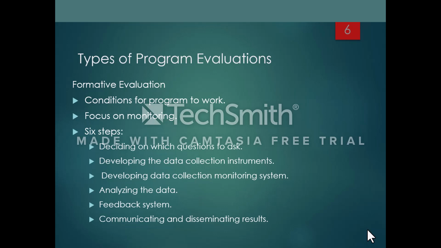Final step is to communicate and disseminate your results. So discuss your results with stakeholders and reach an agreement about further dissemination. So talk to your stakeholders about your results and then decide on how you're going to use that information. Who are you going to share that with?